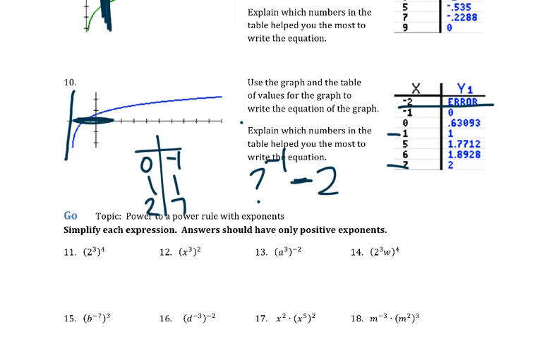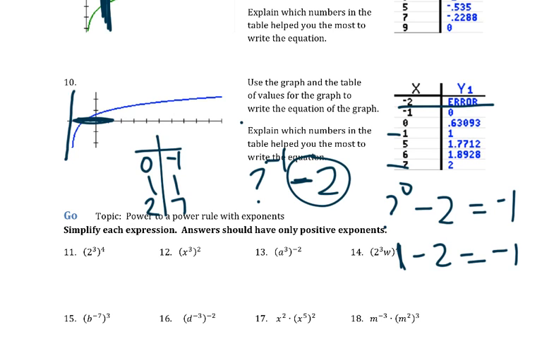Okay, so we can say what to the 0 power minus 2 would equal negative 1. Well, anything to the 0 would be 1. 1 minus 2 would give us negative 1. Okay, so it would work just having that minus 2. But let's try it with 1. So what to the first power minus 2 would equal 1?